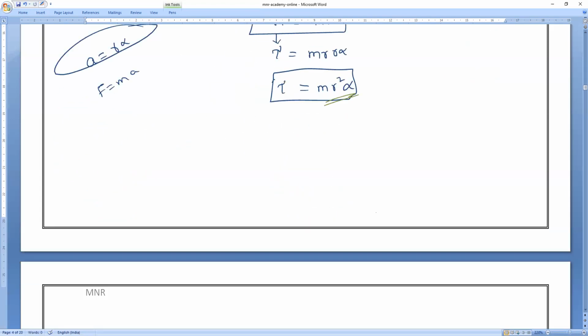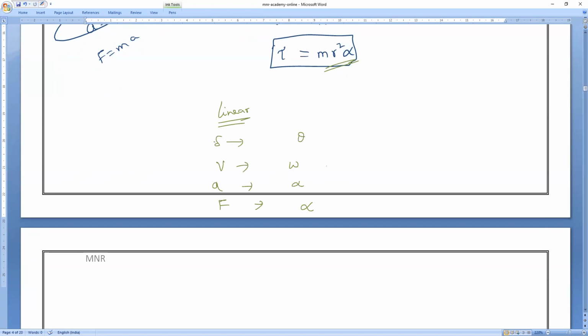Now here, if you notice, all of you, please be very careful. In linear, what is the mass? We all know: s is linear displacement, theta is angular displacement, v is linear velocity, omega is angular velocity, a is linear acceleration, alpha is angular acceleration, F is linear force, and torque is the angular counterpart of force. Now mass, F is equal to ma. So here ma means, then here what will happen?